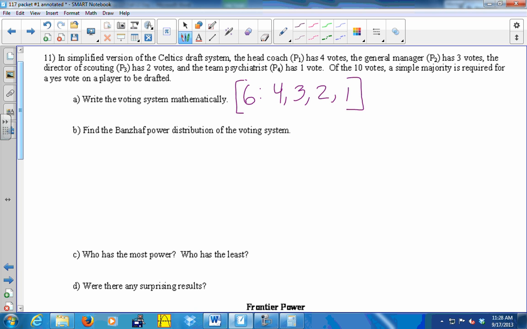Okay, so I'll help you get started by helping you list all the winning coalitions, right? So I want to write down all the players who can team up and have enough votes to get the quota. So I like to start with, does any one player have enough votes? No. Okay, so let's look at 2-player teams. Are there any teams of 2 players that can get 6 or more votes?